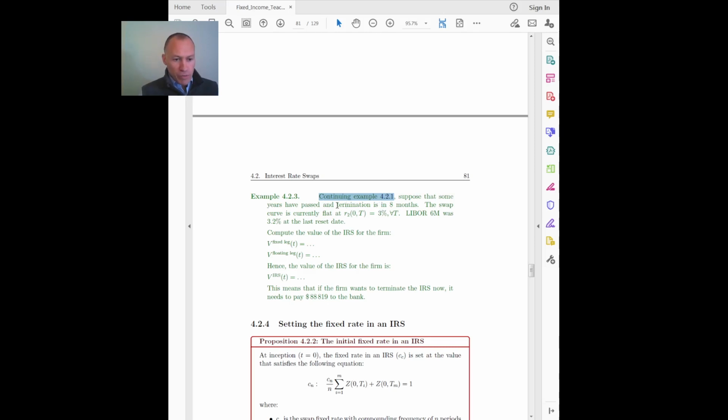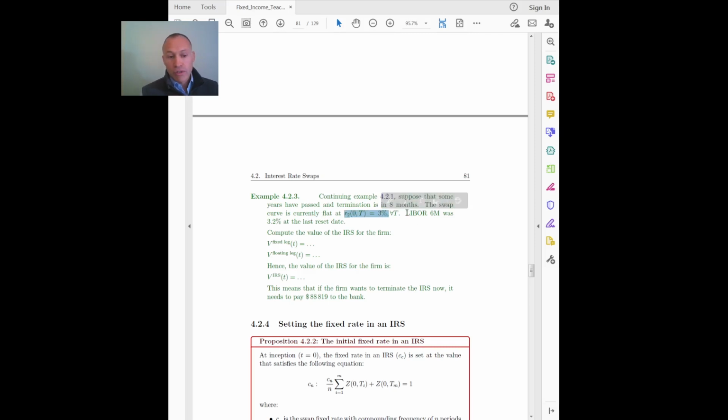Okay, suppose that some years have passed since the creation of the swap, and we are very close to the end now. Termination is in 8 months, okay? The swap curve is currently flat at 3%. The reason for this number here is that this is the number we should use as the discount rate. So we are going to discount cash flows at 3%. Okay, we will discuss later on why we should use these rates, but for now just take this as given. The discount rate is 3%.